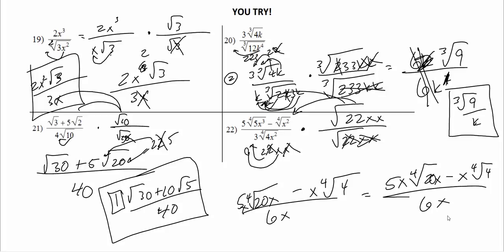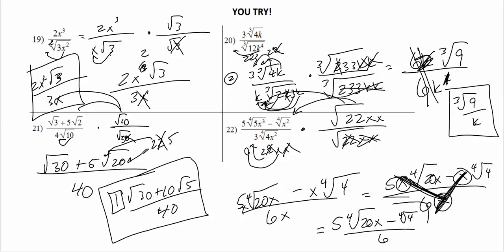I'm not done. I remember I said that was the final answer. Well, I lied. Technically, all of these have an x on the outside of my roots. This has an x here, has an x here, has an x here. So that means I can cross them out. So here's my final answer. I won't lie this time. This is my final answer: 5 times the 4th root of 20x minus the 4th root of 4 over 6. And that is your final answer.